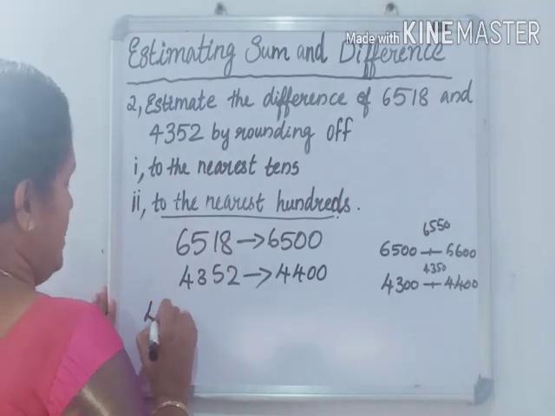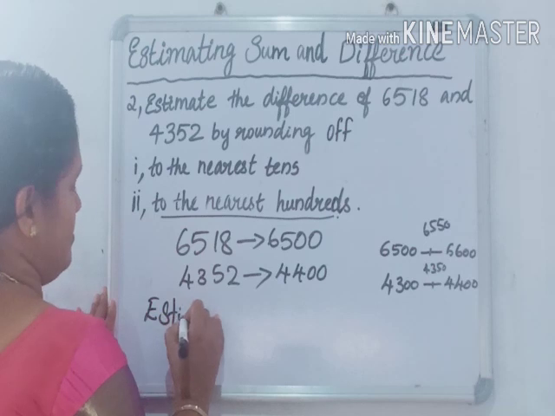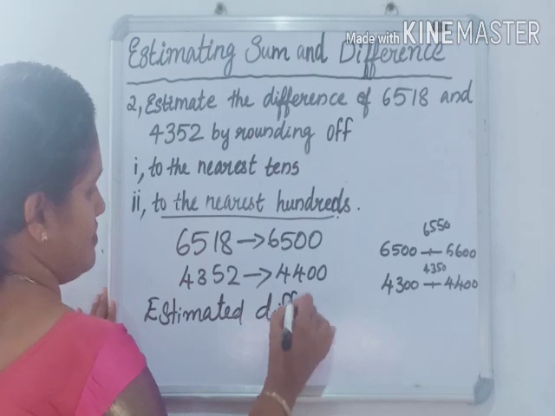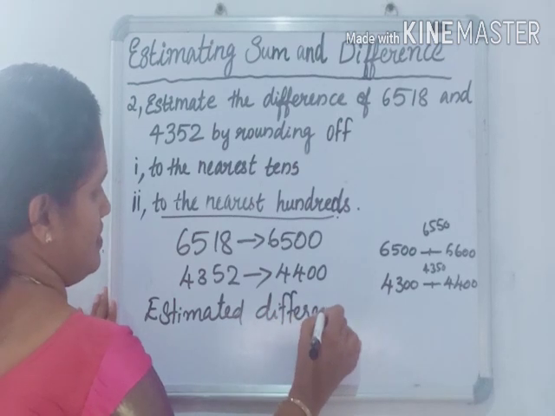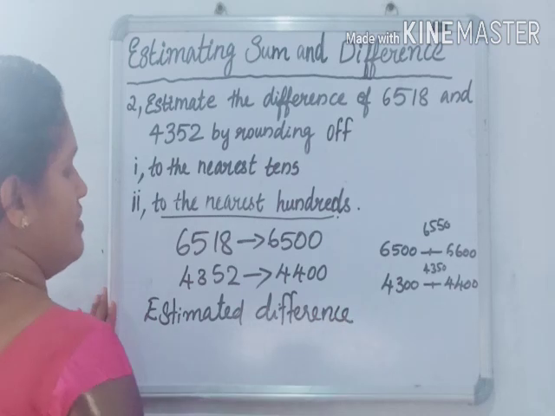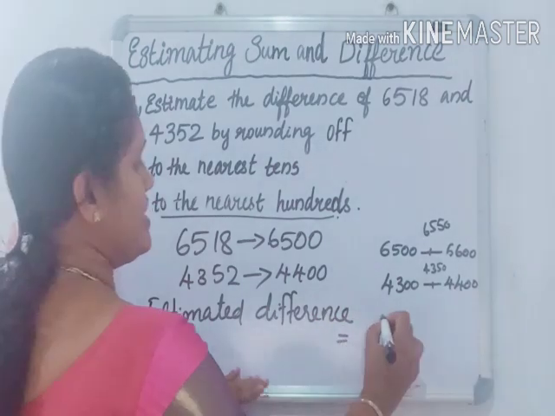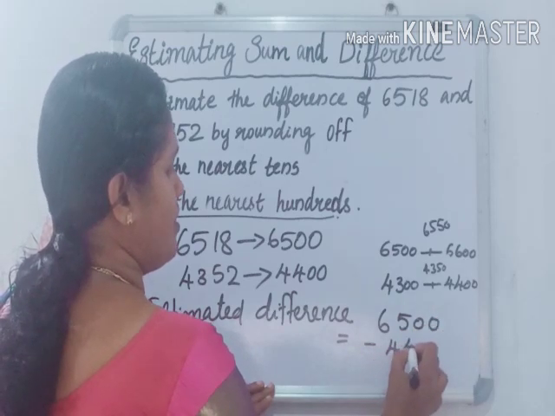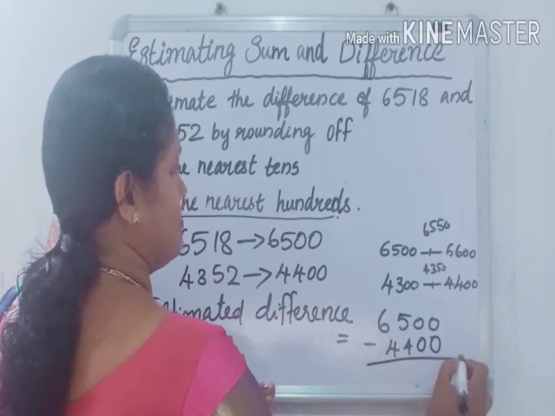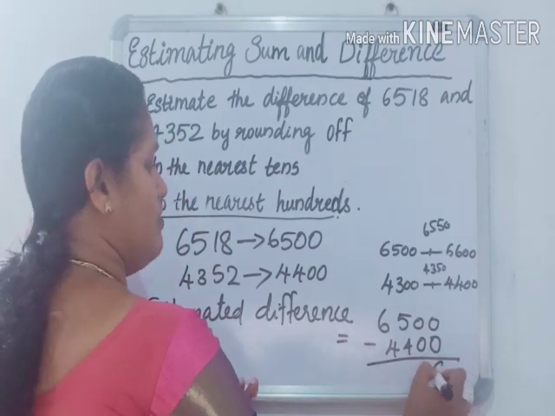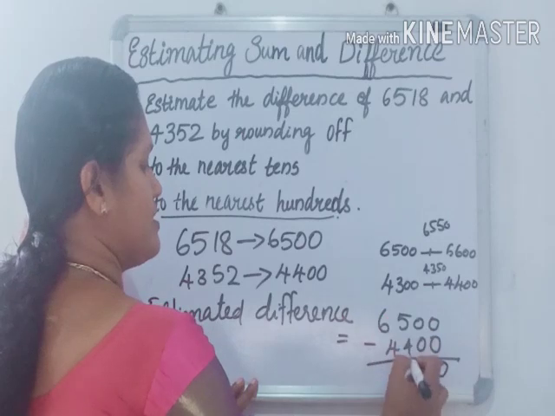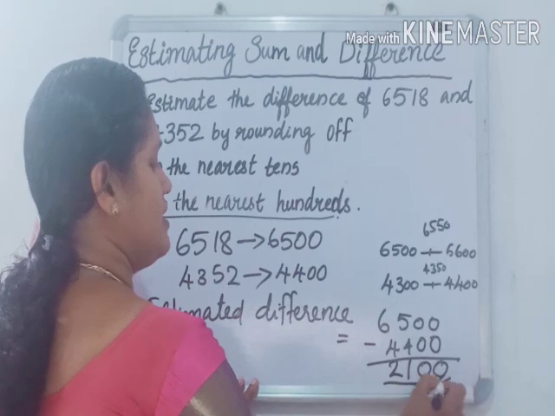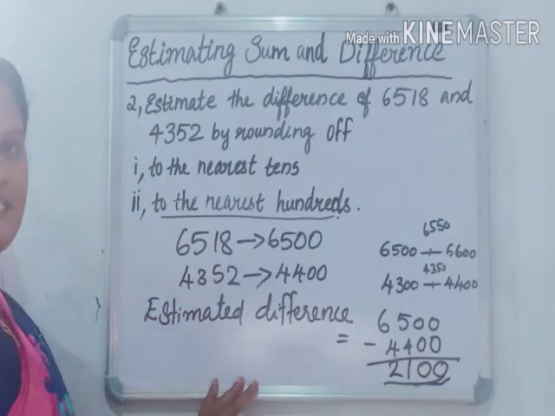Then estimated difference equals 6500 minus 4400. 0 minus 0, 0, 0, 5 minus 4, 1, 6 minus 4, 2. 2100 is the estimated difference.